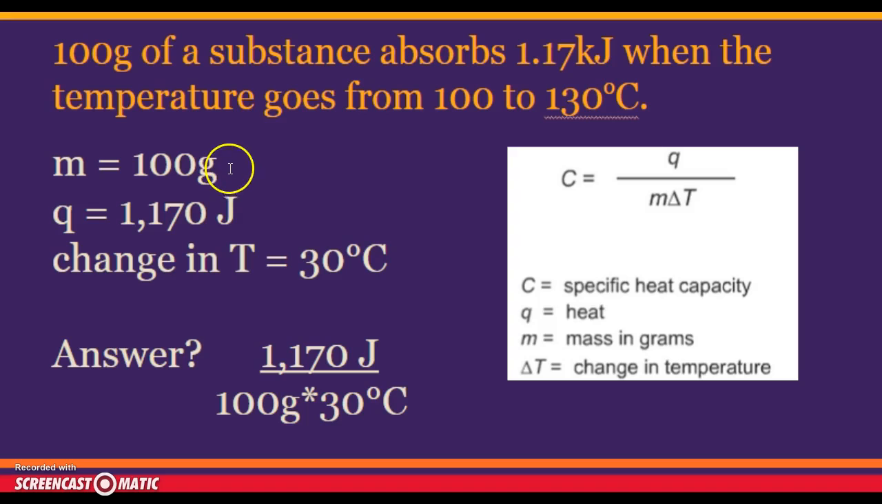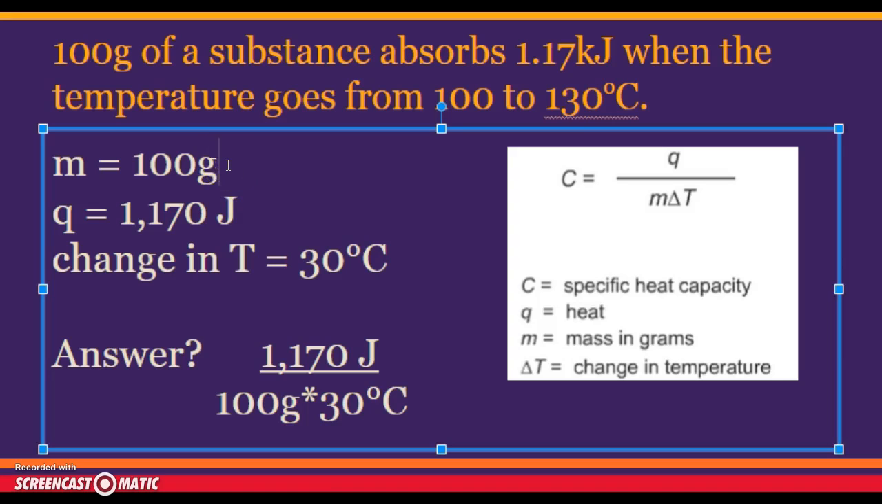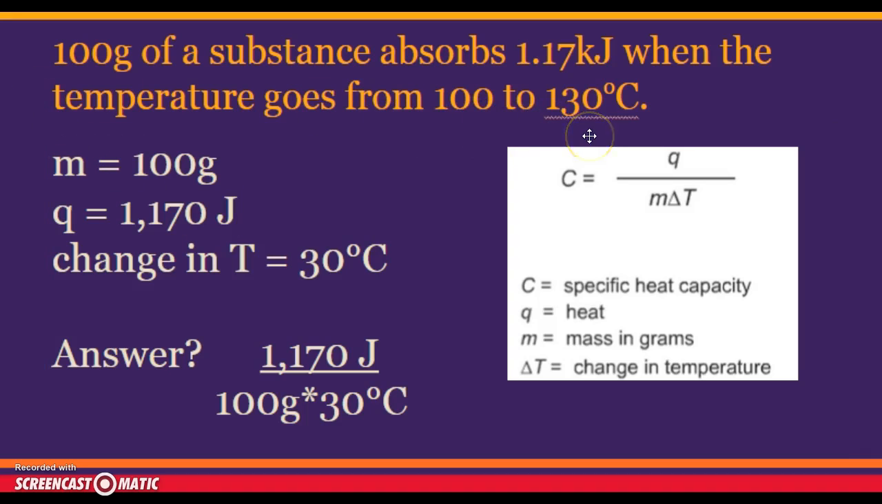And so we have our mass is 100 grams. My heat is 1.17 kilojoules, or 1,170 joules. And the temperature goes from 100 to 130. So my change in temperature, I have to take 130 minus 100. My change in temperature is 30 degrees Celsius. Put it in your handy-dandy calculator, and what do you get for an answer? 0.39 joules per gram degree Celsius.